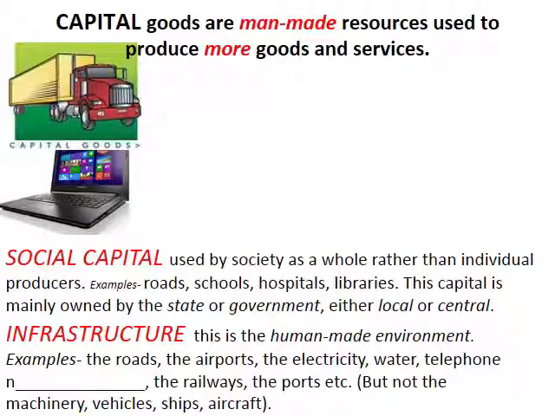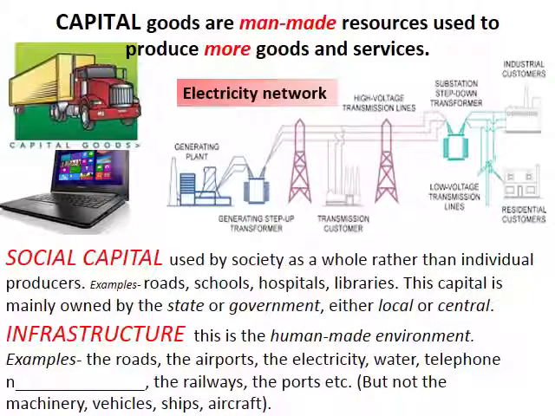Capital goods are man-made resources used to produce more goods and services. So you can see a truck would be a capital good, computers obviously, and there are many other different types of capital. So when you think of capital, think of technology, think of machines, think of anything man-made in the production process.